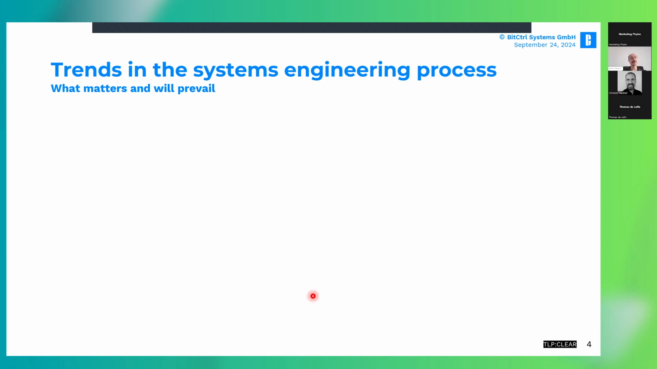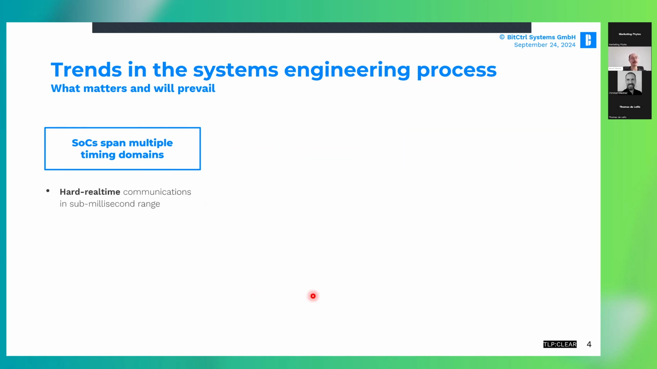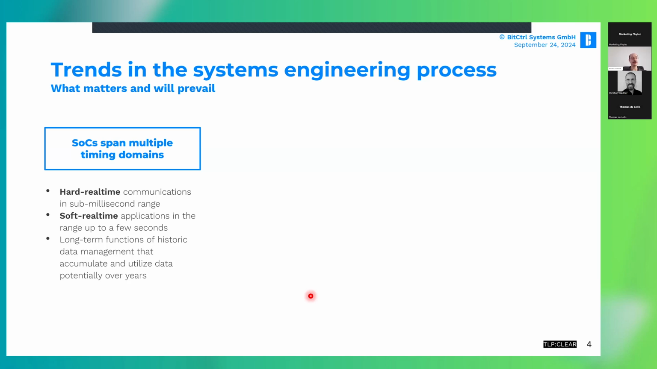Now, what does this mean for the technical side of things? These complex SoCs now span multiple timing domains. There is the hard real-time domain, which is, for instance, for fast communications in the sub-millisecond range. But there is also a soft real-time domain for applications that work in the order of up to a few seconds. And there are long-term functions running on these devices that potentially accumulate data over years and need to take care of it. And all this is being run on the same SoC.